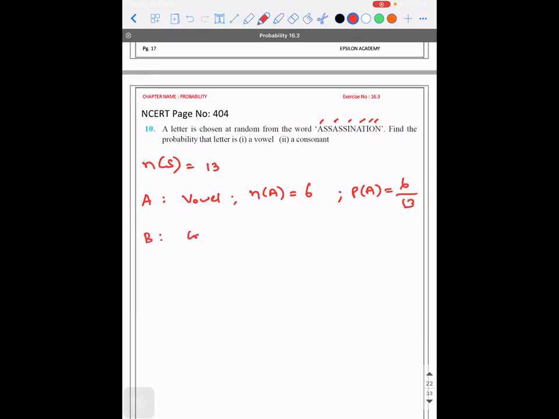B is getting a consonant. That is 1 minus 6 by 13. You can either count the number of consonants or you can do 1 minus probability of a vowel. So 1 minus 6 by 13 is 7 by 13.